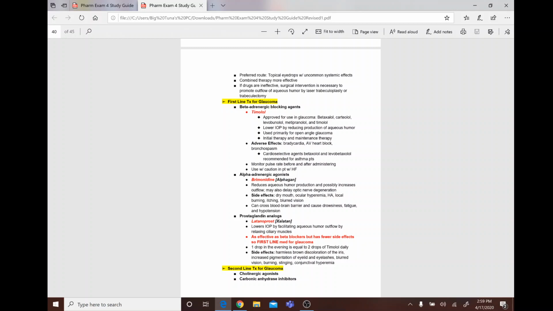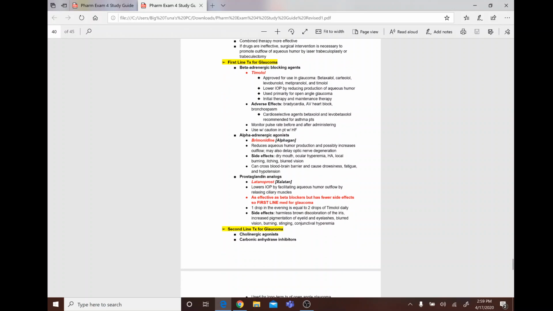What's its mechanism of action? Reduces production of aqueous humor. What are the adverse effects of timolol? Bradycardia, AV heart block, bronchospasms. What do we have to monitor when someone's taking timolol? Pulse rate before and after administering. What patients have to be cautious when using timolol? Patients with heart failure.